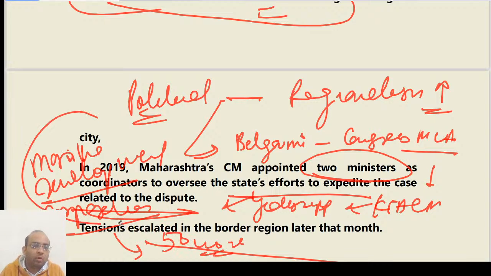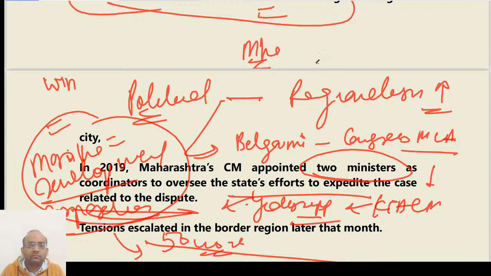Why has he established this corporation? Because this Belgavi seat has a high Maratha population. So he wants to woo or attract this Maratha population. And he was able to win this election. And Yediyurappa is from the BJP. So in Maharashtra, who is in power? Shiv Sena and Congress, NCP.